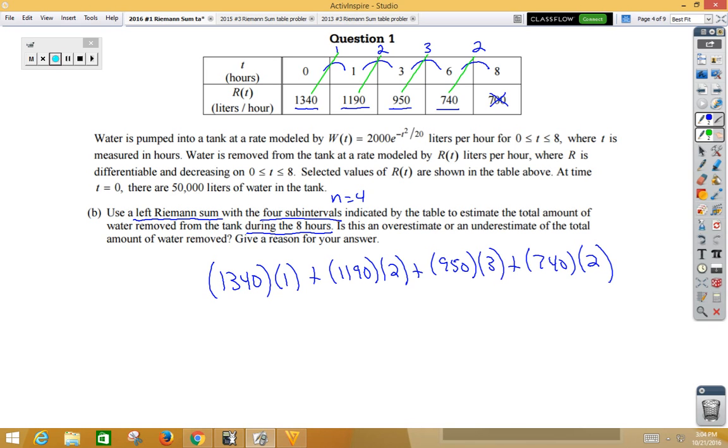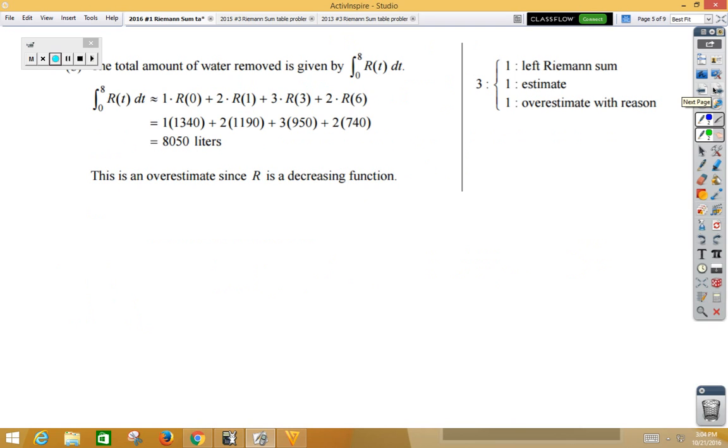Now, they told us earlier that the function was decreasing. If we think about a decreasing function, a left Riemann sum, notice the top left corner of the rectangle touches the curve every time, and that means that we have error that is over, so that would be an overestimate. So we do these calculations, we get 8,050 liters. It's an overestimate since we have a decreasing function.